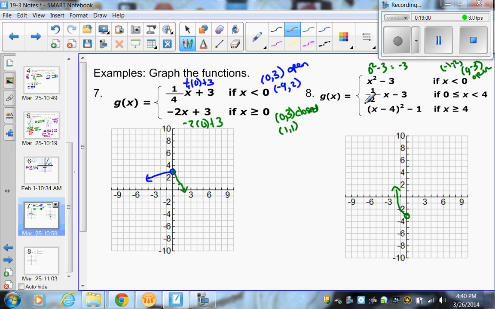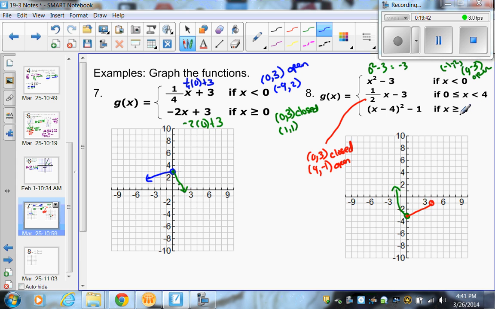For our next one, I'm going to move it off to the side here to have a little bit more room. Starts at 0, so if I plug in 0, that's going to give me the point (0, 3). And it's equal to, so it's going to be closed. Then I also have a second point, so if I plug in a 4, 1/2 of 4 minus 3 is going to give me -1. But it's not equal to there, so it's going to be open. So I'm going to put a solid here, and then I'm going to go to (4, -1), and it's going to be open. And then I'm going to connect those 2 points.